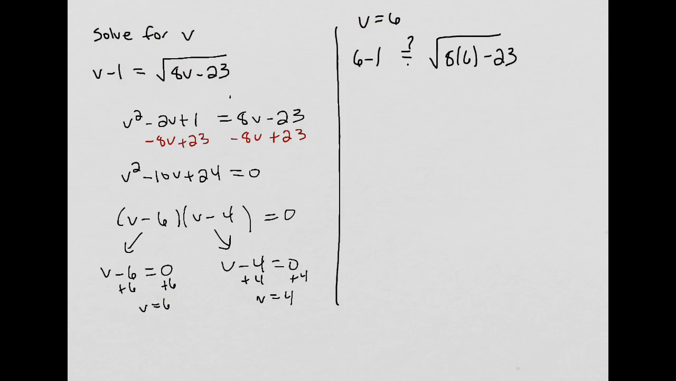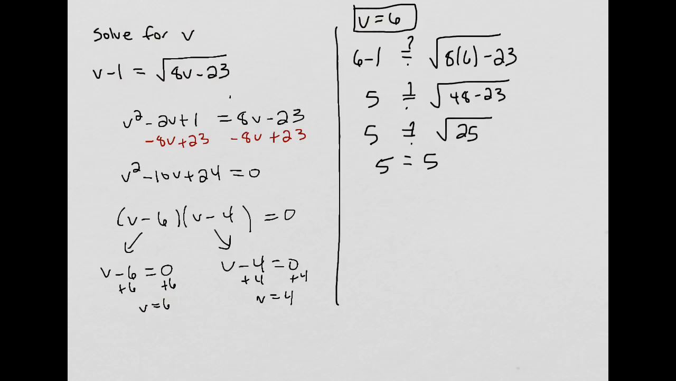So if I clean this up, on the left-hand side I get 5. On the right-hand side, I've got the square root of 48 minus 23. If I subtract those numbers, I get 25. And the square root of 25 is actually 5. So my first solution, v equals 6, does check out. So I can box it in.